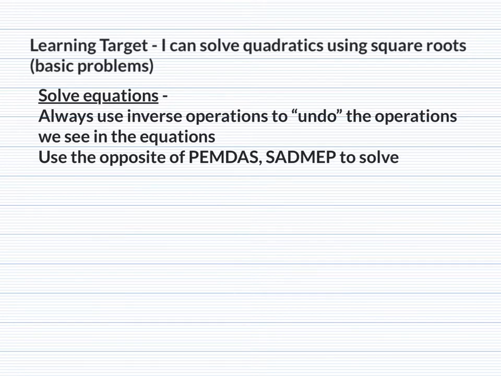Alright, so let's look at what that means. Let's look at a couple examples. So let's say we have x plus 3 equals 13. Thinking about the fact that we see addition, and the opposite or inverse operation of that is subtraction, we know we're going to subtract from both sides. So x equals 10.